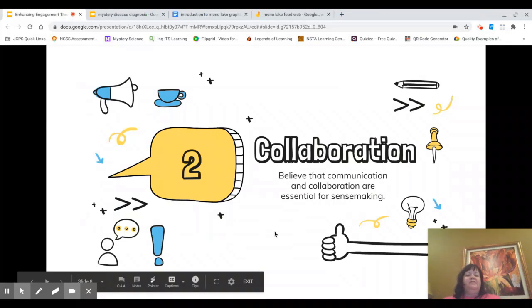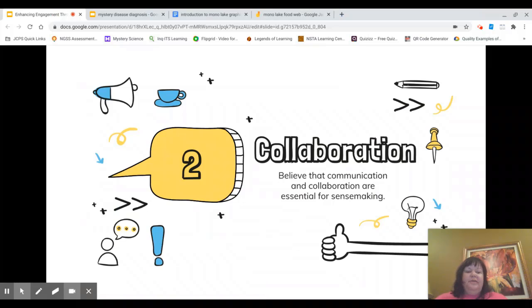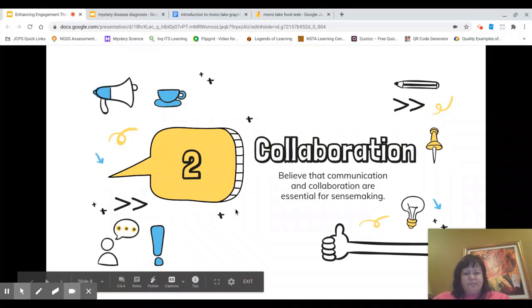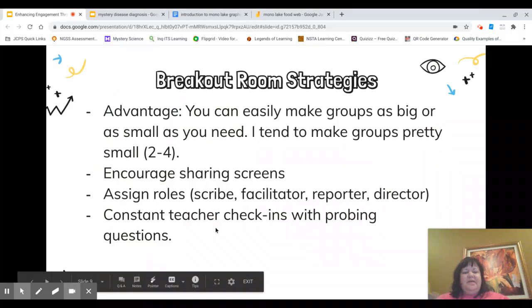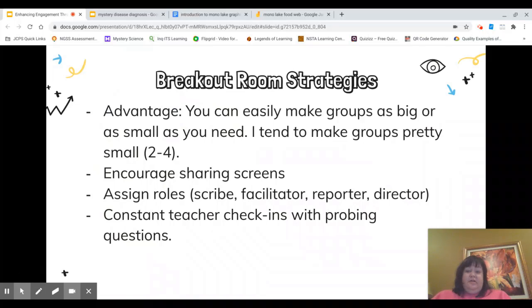So for collaboration, obviously, you've got these rich tasks, but in a lot of those rich tasks, you're going to be collaborating. So I thought I'd pull out some other assignments I thought had a lot of collaboration in them, because we want to get that sense making, kids working together. So for synchronous learning, I usually use breakout rooms a lot. So here are some strategies if you haven't used them or if you've used them and you haven't been successful.